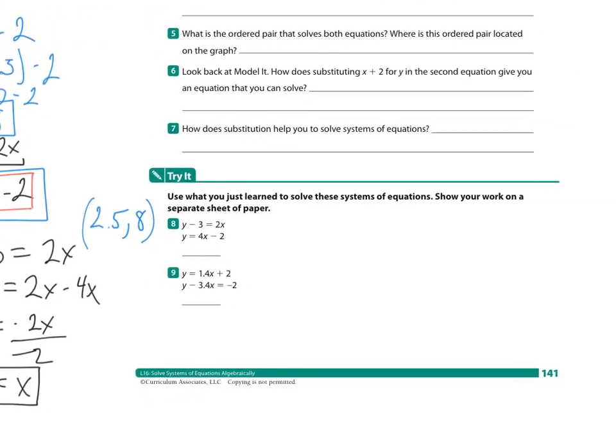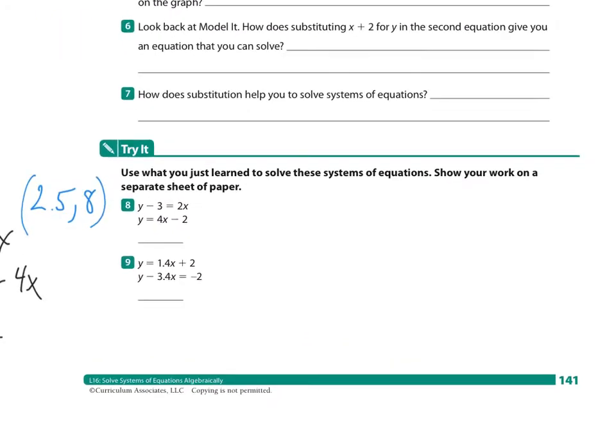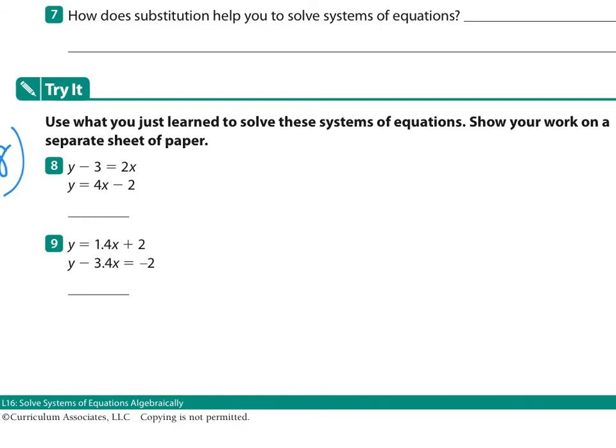Okay, number 9, I'm going to solve over here in this area. All right, number 9. Again, if you want to try this one on your own, just pause the video and go ahead and do that. So here's your expression 1.4x plus 2. I know that is equal to y. So everywhere I see a y in the second equation, we are going to substitute 1.4x plus 2 in its place. All right, so 1.4x plus 2. All right, again, leave the rest of this just like it is. Minus 3.4x equals negative 2.